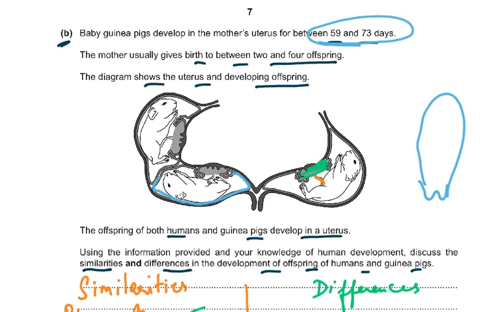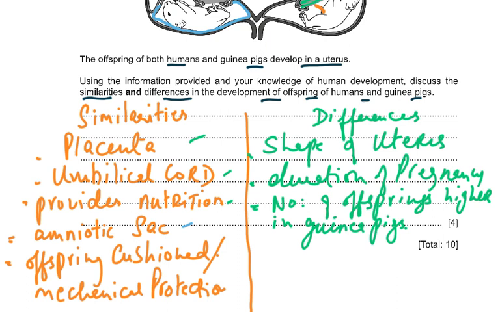So shape of the uterus is a little weird. Duration of the pregnancy is different. The number of offsprings is very, very high in guinea pigs. Humans just have one kid. It's very rare to have twins or triplets. For guinea pigs, it's a normal thing to have 2 to 4, so the mother usually gives birth to between 2 and 4 offspring. Now that is not the case in humans. So that is one difference that you can talk about. So differences: shape of uterus, duration of pregnancy, number of offsprings, higher in guinea pigs.